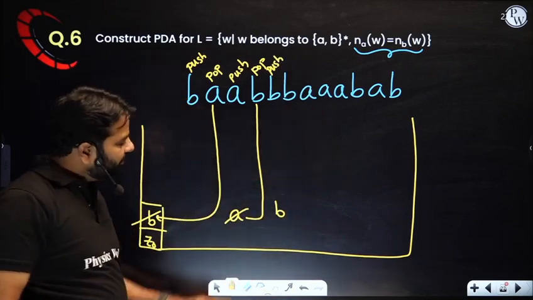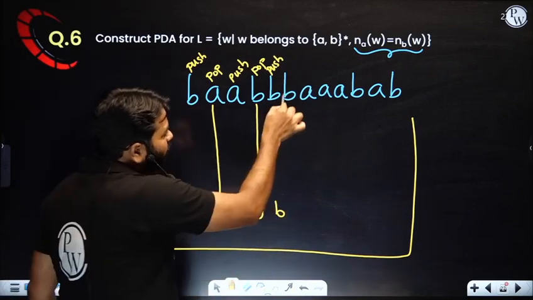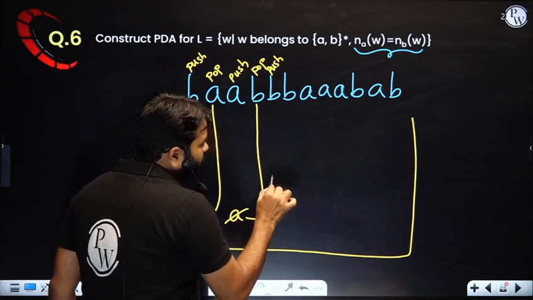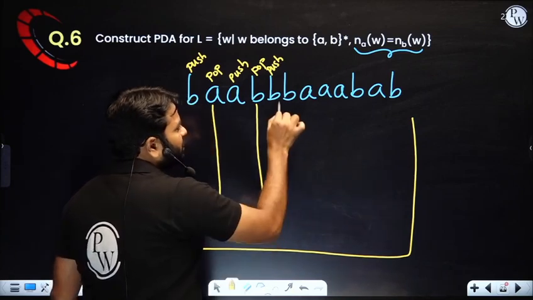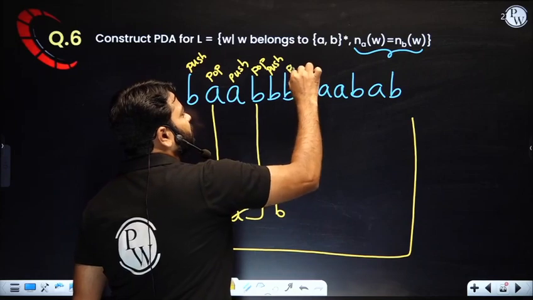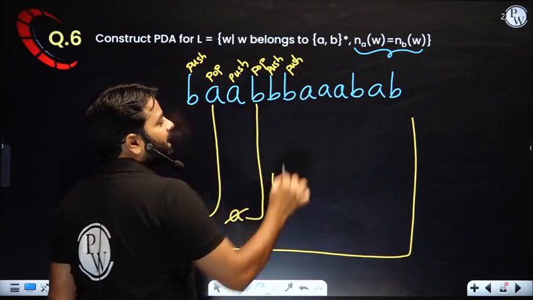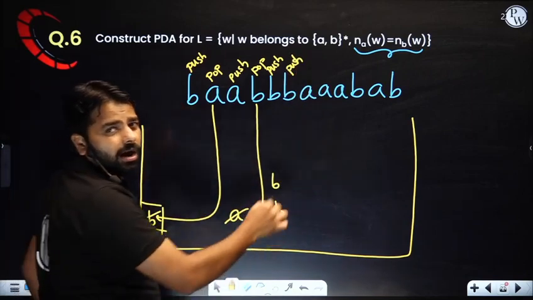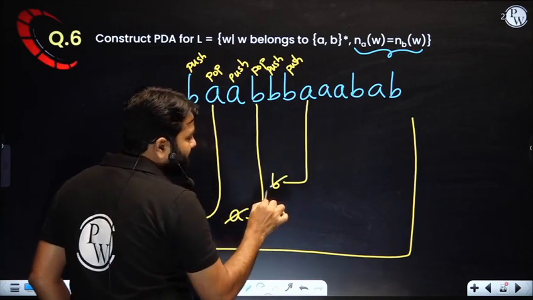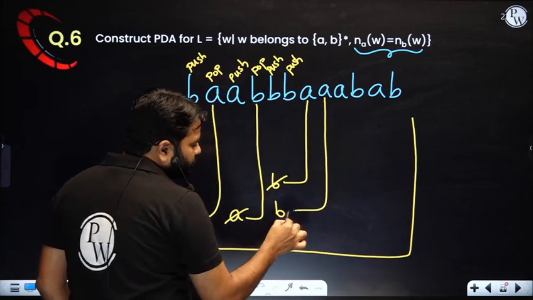This B, the previous symbol is also B. So what do you do? You have to push. So I'm going to push here on the stack itself. So both the Bs, I'm going to push. I did that. When A comes, the top of the stack is B. I'm going to pop. Top of the stack is B, I'm going to pop.